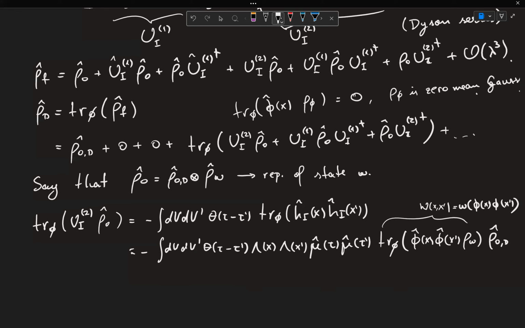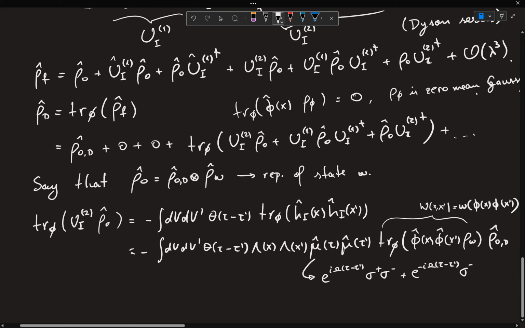Okay. But now if I remember the definitions that we had from before, or even before this, let's just expand this mu of tau, because why not? If you compute this product, you're going to find e to the i omega tau prime sigma plus sigma minus. Because sigma plus with sigma plus is 0, and sigma minus with sigma minus is also 0. So only two terms will survive here. Tau minus tau prime sigma minus sigma plus.